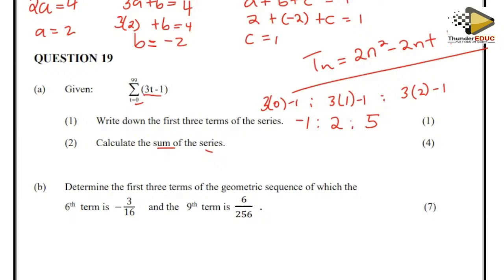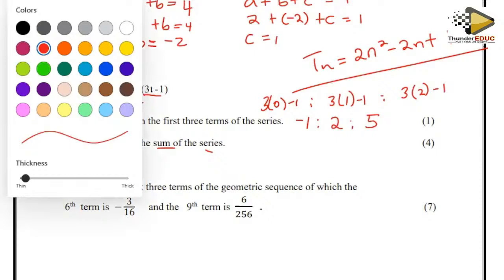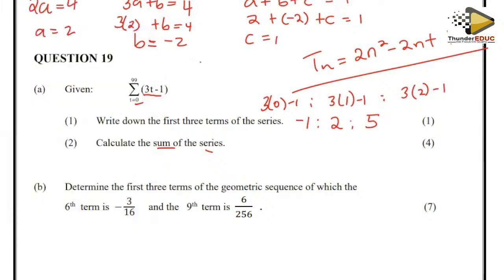But let's not take that for granted. Let's try to prove it, whether we have the same difference. So if I added 3 here, I get a 2. If I added 3 here, I get a 5. So which means it's an arithmetic.